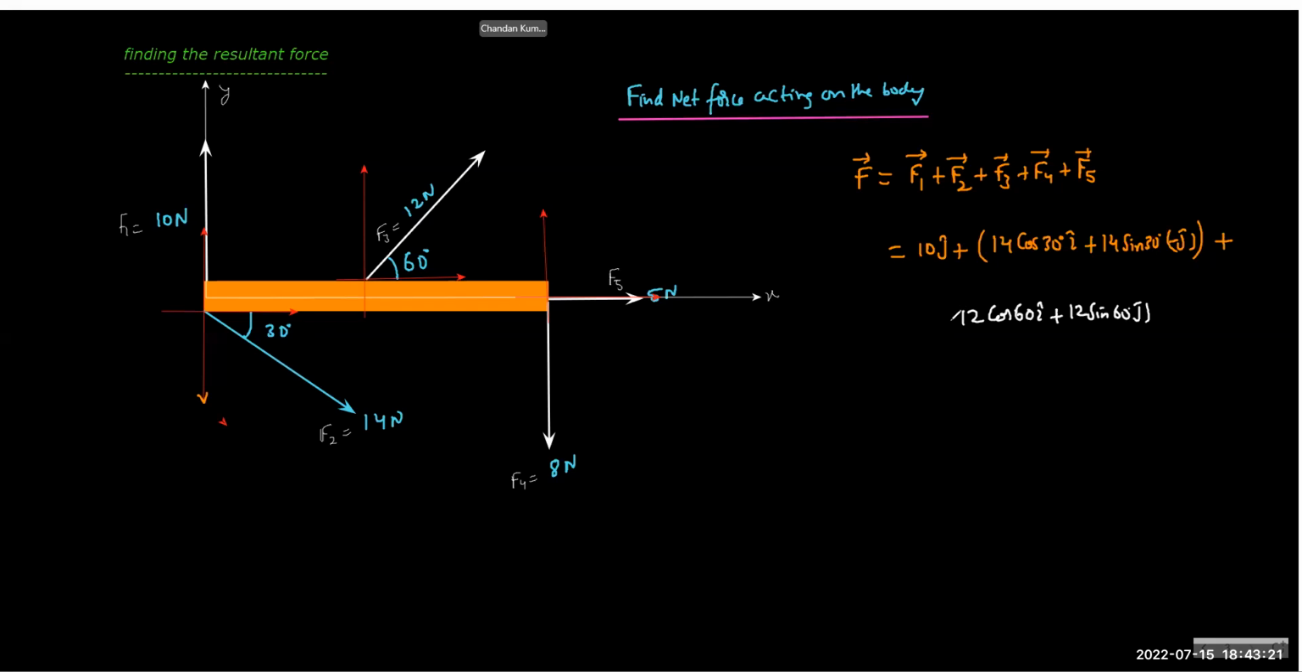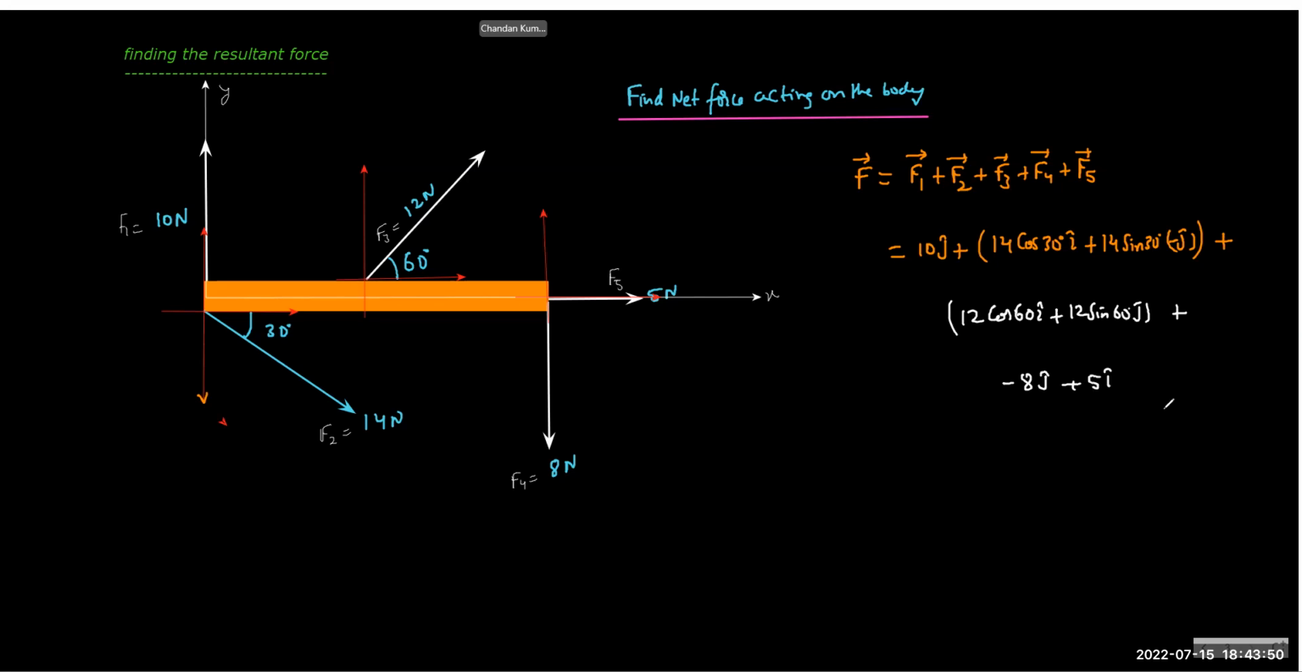Excellent. Now only two are left, which I think are easy. So F4 is minus 8 j cap. I can write the minus directly. Basically it's 8 minus j cap, which you can also write as minus 8 j cap. That's totally okay. And then plus 5 i cap, and we're done.